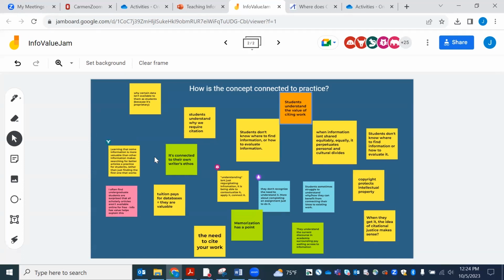Students don't know where to find information, how to evaluate information. That's definitely connected, right? Students sometimes struggle to understand how they can benefit from connecting their own work to existing ideas, so they don't see the value of making those connections. Absolutely. Real problems occur when students leave the university and lose access to databases. Yes, completely agree. I'm going to talk a little bit more about that later on, but I know that it's a concern that some librarians have, right? We spend a lot of time teaching students how to use resources that they won't have access to once they graduate. That is a concern for sure.